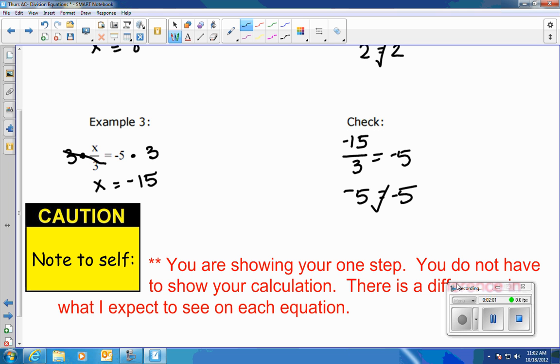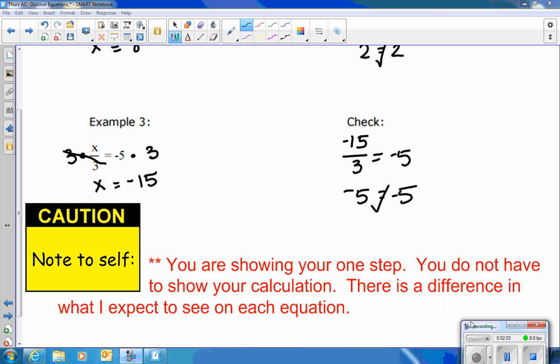Okay, so just a note to yourself, you're showing your one step. You do not have to show your calculation. So that's the difference in what I expect to see. This one step has to be there, but I don't have to see you doing a calculation. If you need to multiply 26 times 14 over on the side, that's a calculation. This is the step that I'm expecting to see.